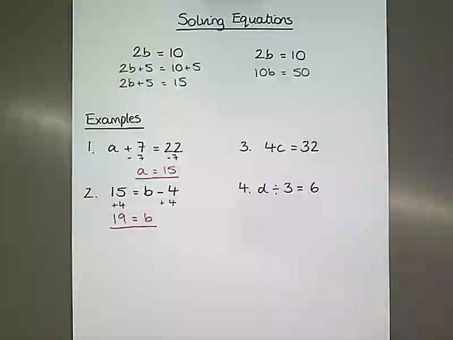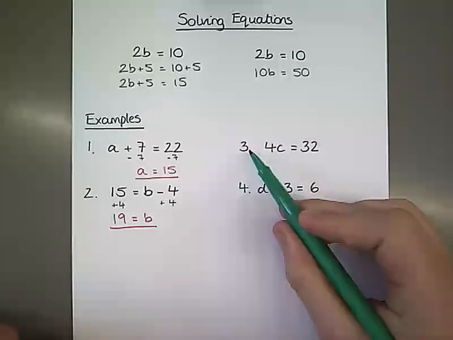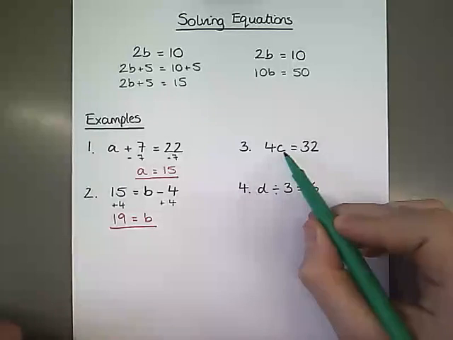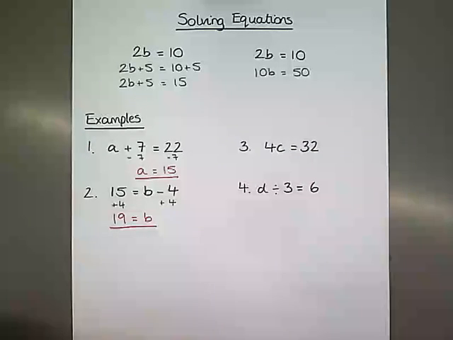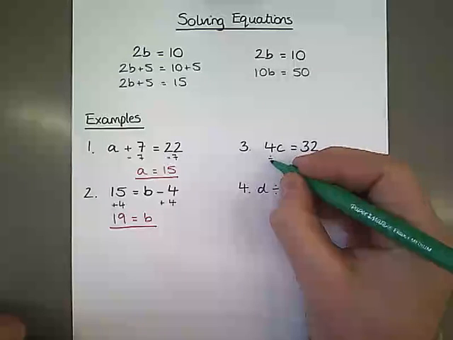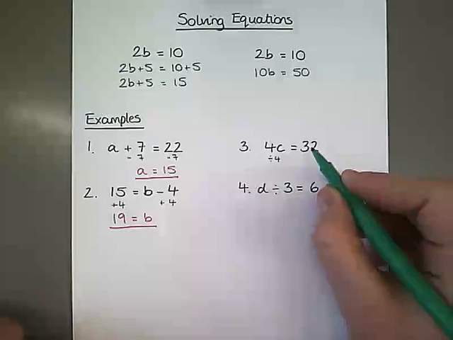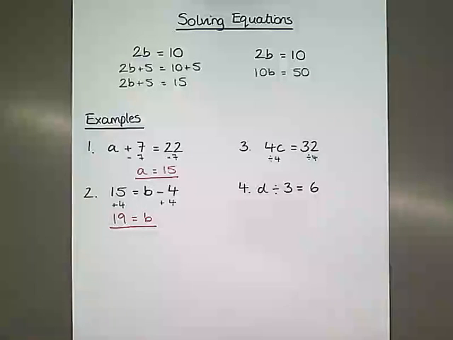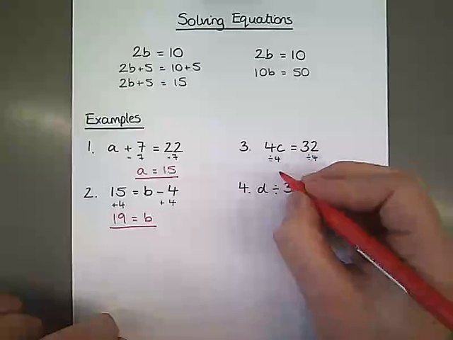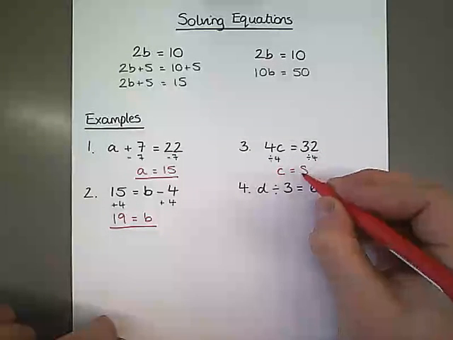Now a couple of other examples when we're multiplying. Okay, so question 3, 4c equals 32. Now I just want c on its own. Okay, so I need 1c. At the moment I have 4c. So I'm going to divide by 4. And if I divide the left-hand side by 4, I must divide the right-hand side by 4. Okay, so 4c divided by 4 gives me c. That's what I want to get. 32 divided by 4 is 8.